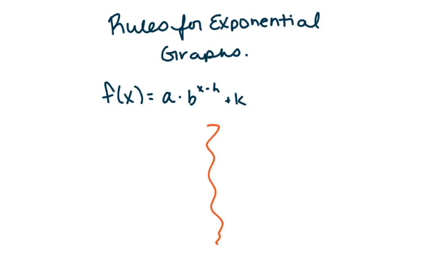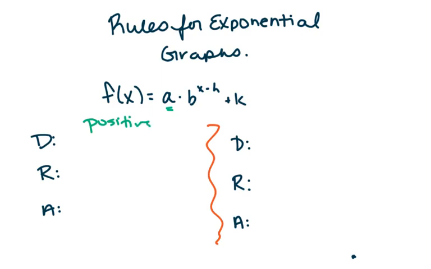And there is a way for you to identify what the domain, the range, and the asymptotes are going to be just by looking at the graphs. Now there's two different scenarios though, and that all depends on the A value of the graph. So if the A value is positive versus if the A value is negative, there are your alternate rules.